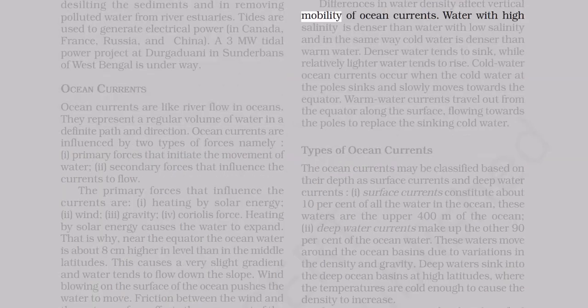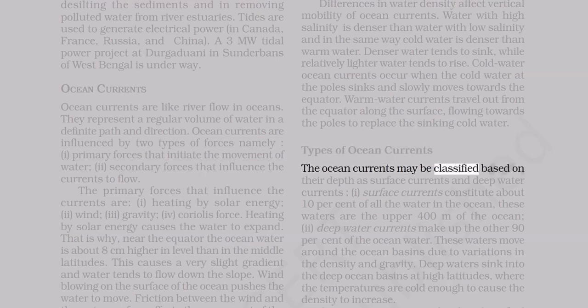Differences in water density affect vertical mobility of ocean currents. Water with high salinity is denser than water with low salinity, and in the same way cold water is denser than warm water. Denser water tends to sink, while relatively lighter water tends to rise. Cold water ocean currents occur when the cold water at the poles sinks and slowly moves towards the equator. Warm water currents travel out from the equator along the surface, flowing towards the poles to replace the sinking cold water.